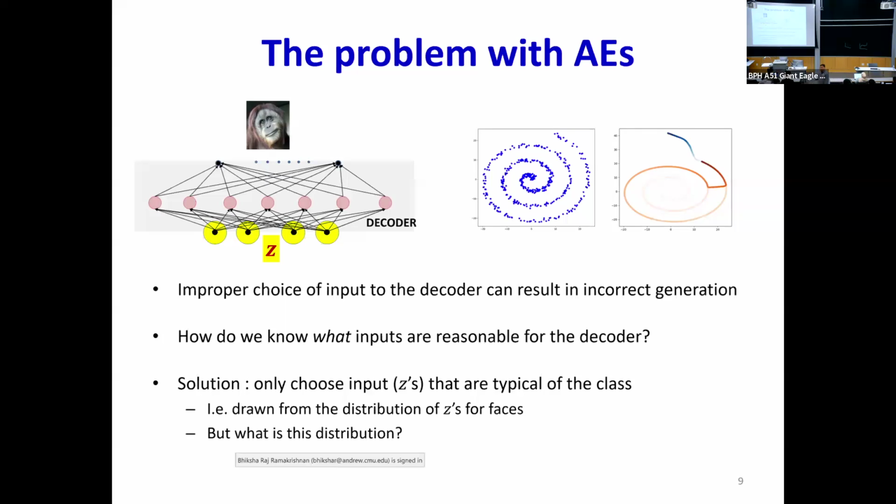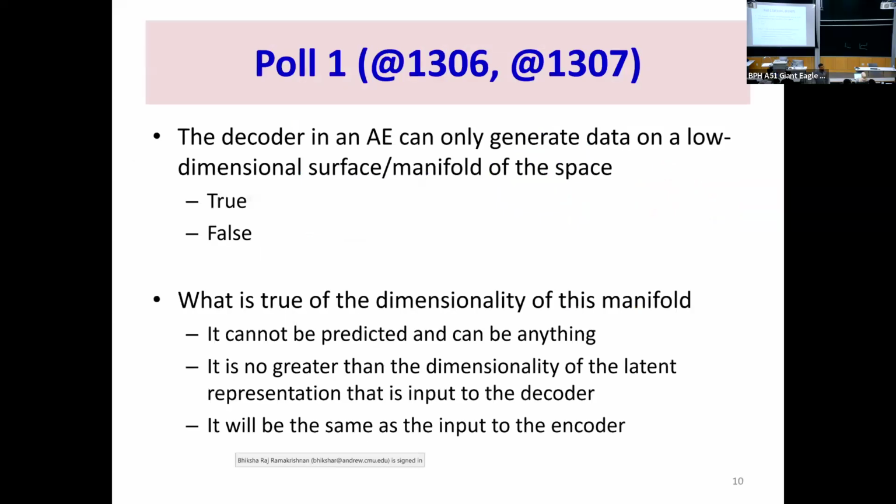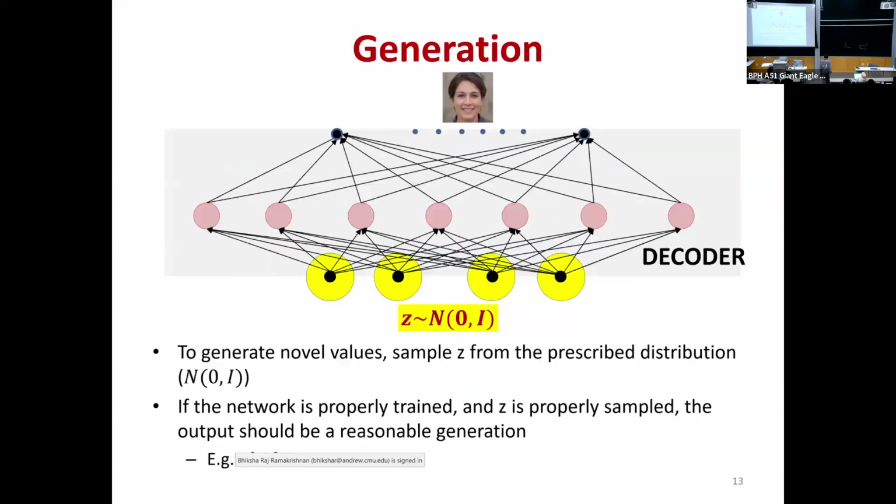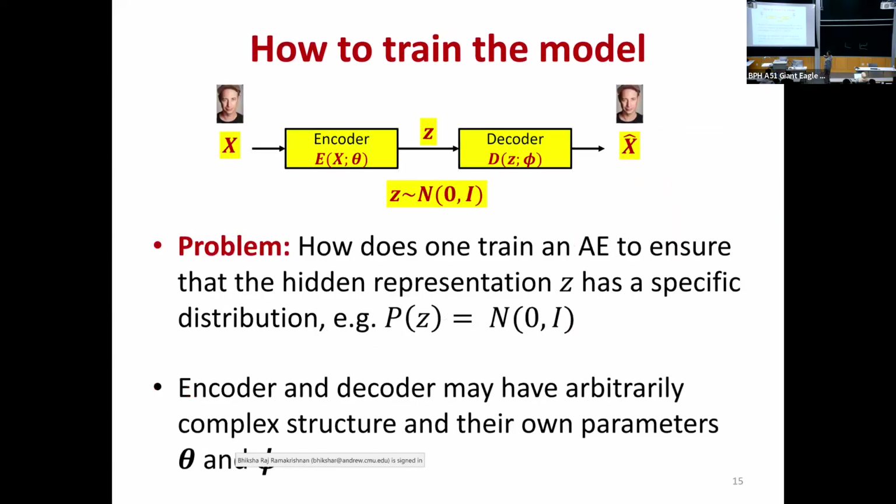How about imposing a constraint on the Z's when I'm training the autoencoder so that I know where the Z's lie? Right. So here's what I can do. I want to say these can't be anything. Z's have to be some distribution around 0. That's a perfectly valid requirement to have, right? Or I can say the Z's must come from a Gaussian distribution. But then the problem is, how do I train an autoencoder to ensure that the hidden representation z has a specific distribution like a Gaussian?